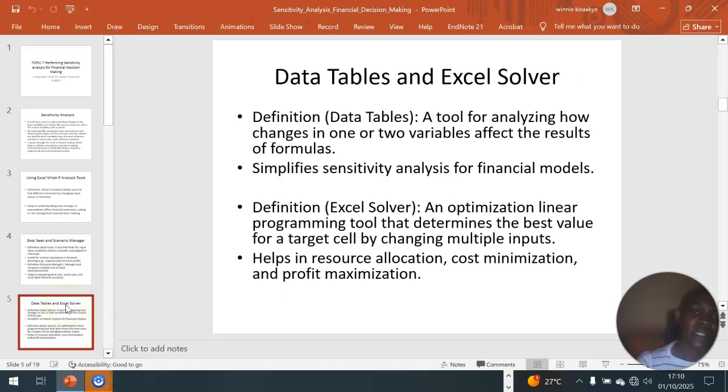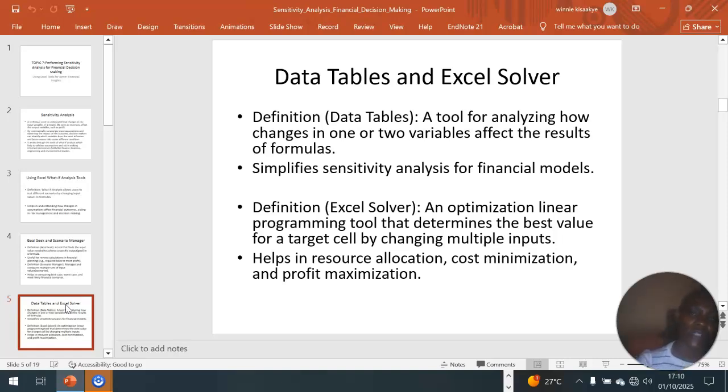Okay, so when we look at data tables, they are basically looking at how changes in one or two variables affect the results of the formula. So it looks at several variables affecting the end result. Then when we look at solver, it is basically an optimization, linear programming tool. It is used to determine the value of a target cell, and basically it works by changing multiple inputs. So you can use solver in resource allocation, cost minimization, and profit maximization.